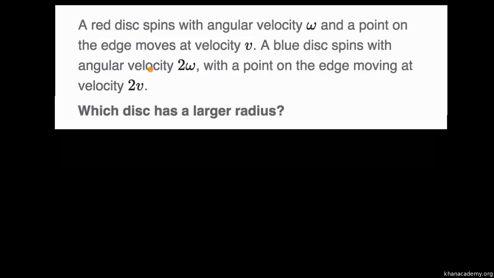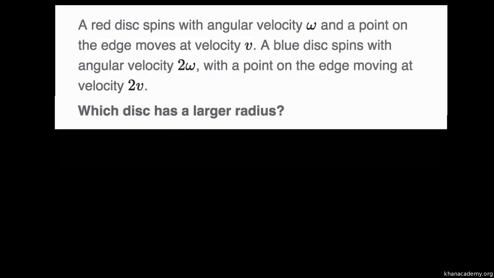A blue disk spins with angular velocity 2 omega. So that's twice the angular velocity. So its angle is changing twice as fast with a point on the edge moving at velocity 2v. So the linear velocity is also twice the linear velocity of the red disk, and they ask us which disk has a larger radius. So pause this video and see if you can answer that before we work through it together.